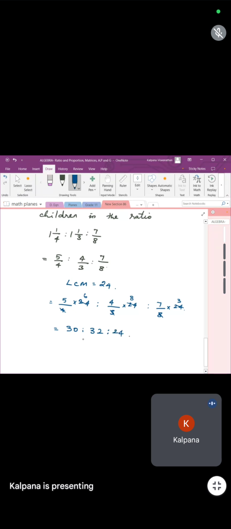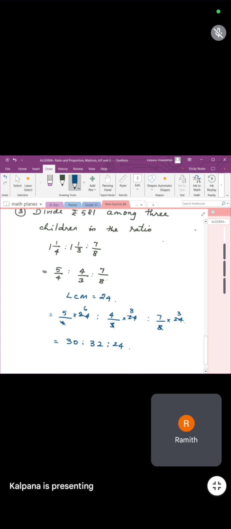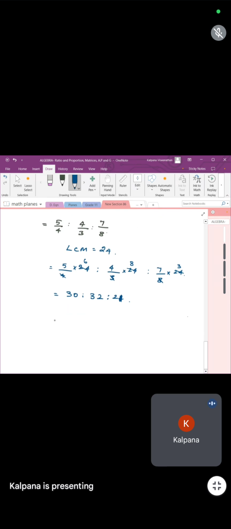Now first take the sum of the numbers. Generally when ratios are given, we find the sum of that and we find the total, and this percent of that total is what? The same concept only we follow. Since it is all mixed fraction form, we put it in ratio form, take LCM and make it a whole number, and then we find the total, the sum of the ratios. What is the sum of ratios? We are finding the total here. Sum of the ratios will be 30 plus 32 plus 21.